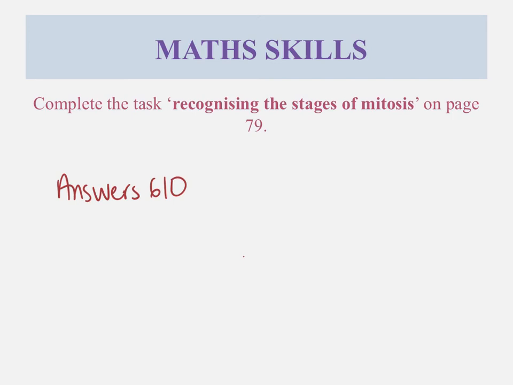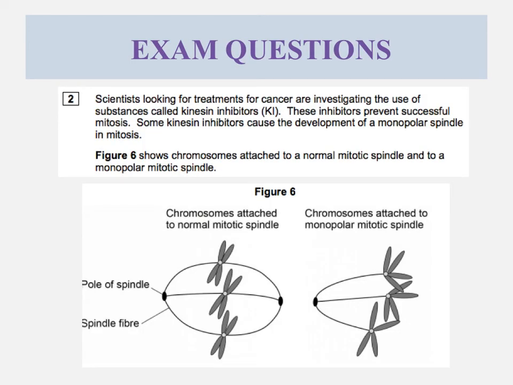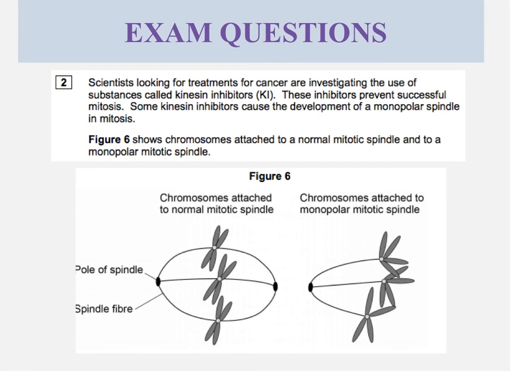So exam questions. Scientists looking for treatment for cancer are investigating the use of substances called kinesin inhibitors, Ki. These inhibitors prevent successful mitosis. Some kinesin inhibitors cause the development of a monopolar spindle in mitosis. Figure 6 shows how chromosomes attach to a normal mitotic spindle and to a monopolar mitotic spindle.